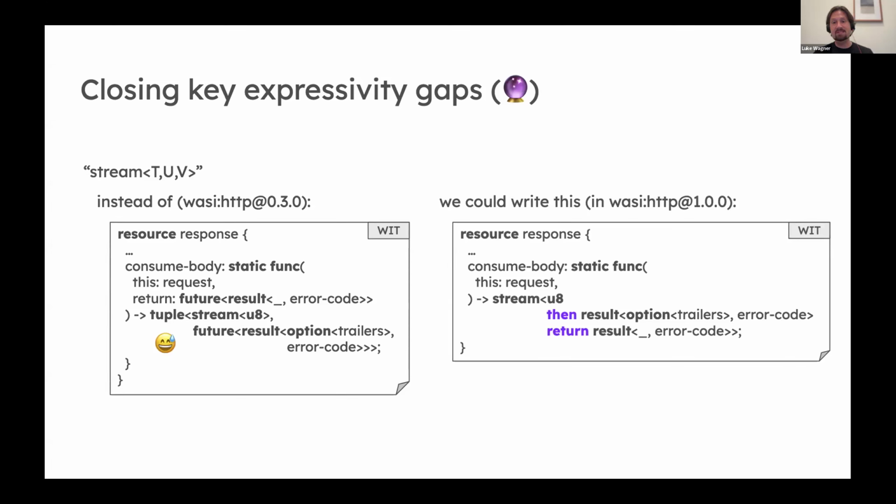So the idea is that instead, we could write this, where our consume body method just returns one stream that produces a sequence of bytes and then a final result that's either the optional trailers or an error code. And then finally, the stream consumer can return a value that flows in the opposite direction back up to the stream producer. And again, I'm speculating on the syntax here, replacing the commas in stream to UV with the keywords then and return to try to make it more readable. But whatever the final syntax, it seems like this generalization of stream would be useful, not just for HTTP, but for any sort of streaming protocol that has state transitions. It's like a lot of them. So that's an additional thing we've been discussing.